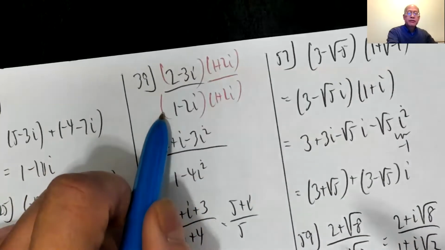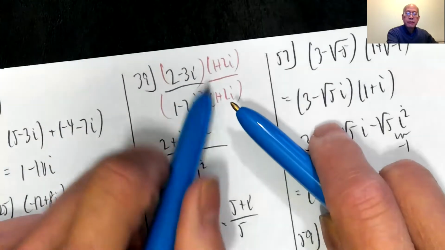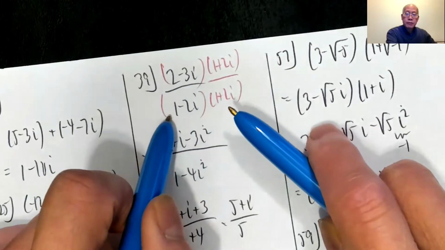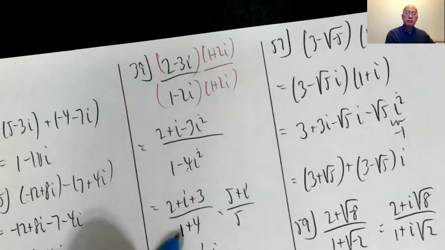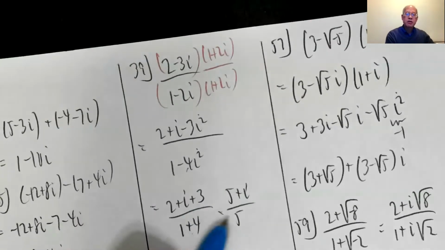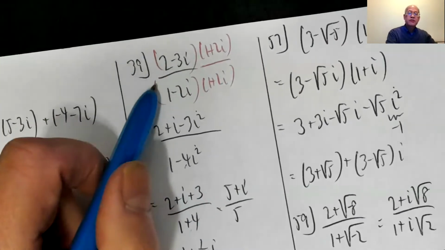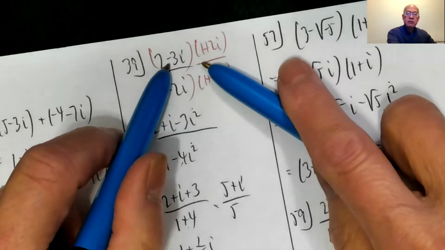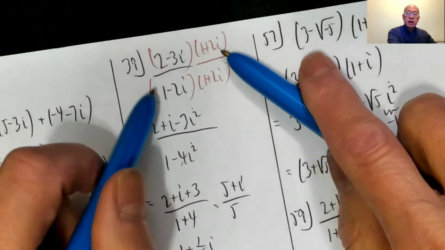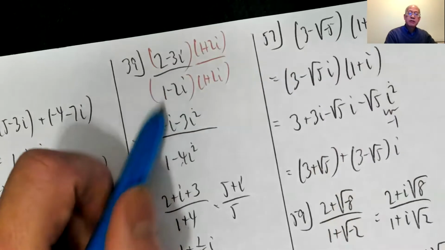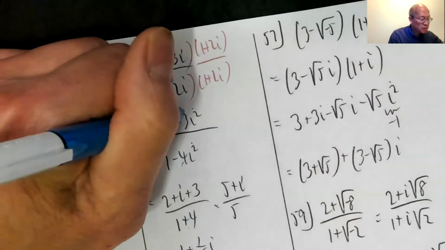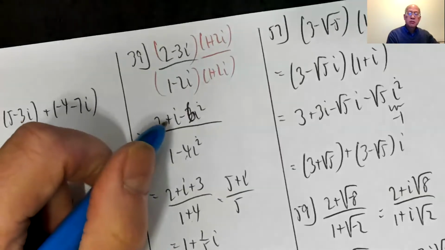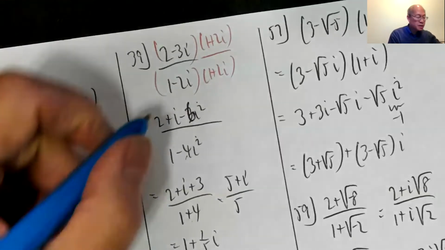Okay, 2 minus 3i divided by 1 minus 2i. Multiply top and bottom by the complex conjugate of the denominator, 1 plus 2i. So that's going to be 1 minus 4i squared. That's 1 plus 4, -4 times -1. So the denominator is 5. And then just FOIL out the top. 2 plus 4i minus 3i is plus i, minus 6i squared. So minus 6i squared is plus 6.